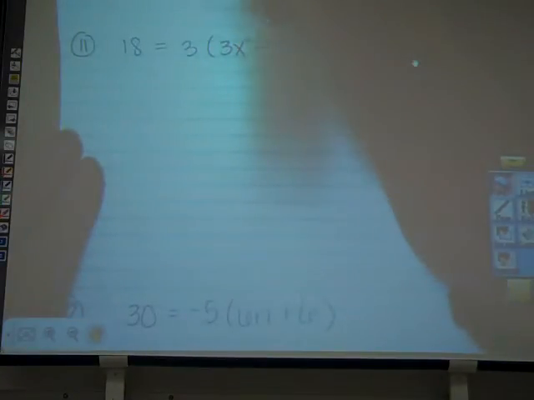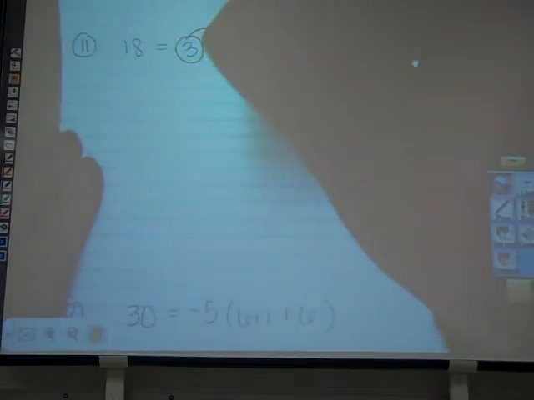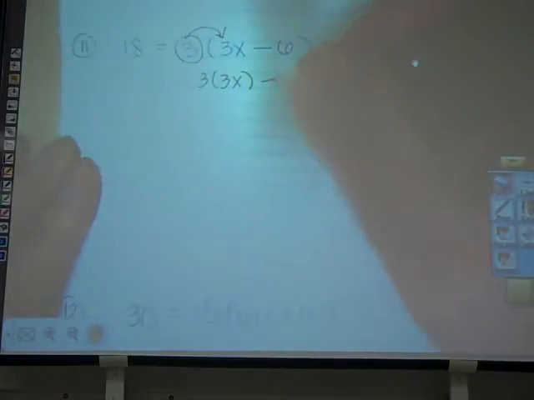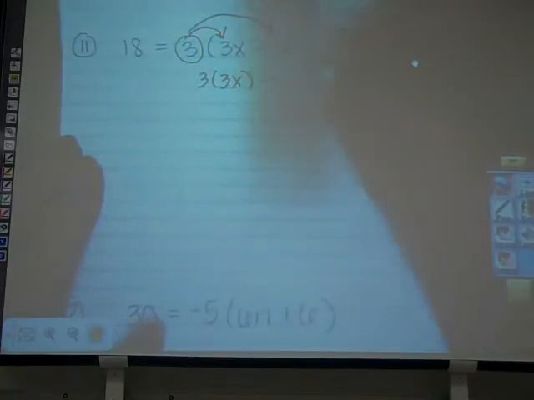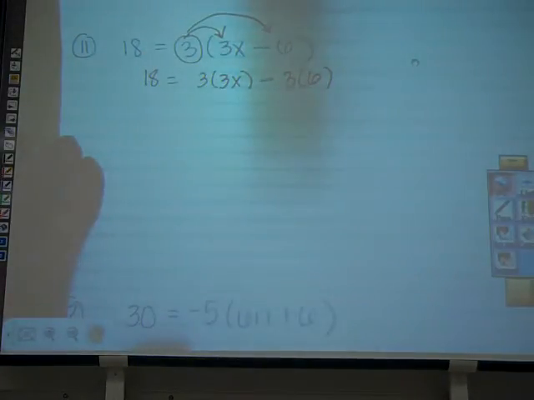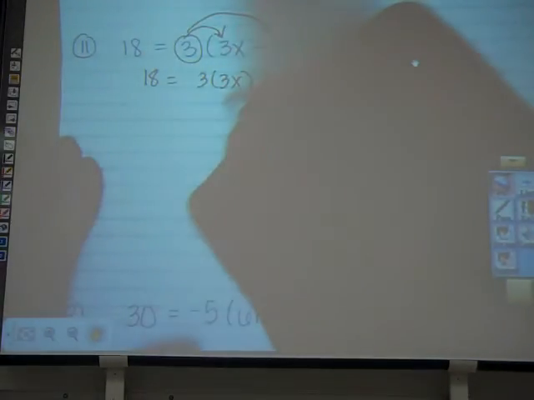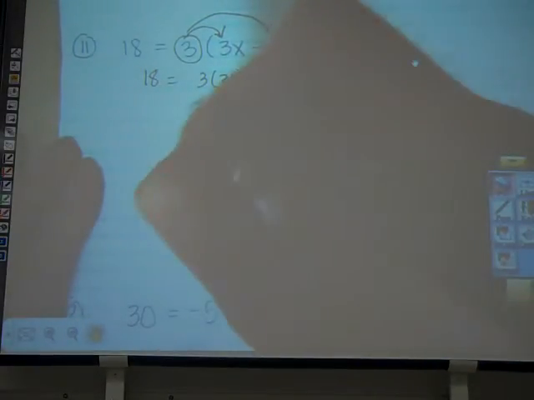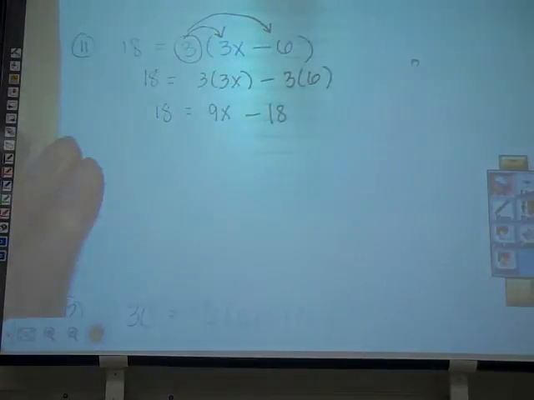Number 11. Okay, whenever you see a set of parentheses, you're going to be doing distributive properties. So we're going to distribute that 3 to the 3x, so it's 3 times 3x, minus, we're going to do the 3 times the 6. You still have 18 on the other side. So 3 times 3x gives us 9x, minus 3 times 6, which is 18, and you still have the 18 on the other side.